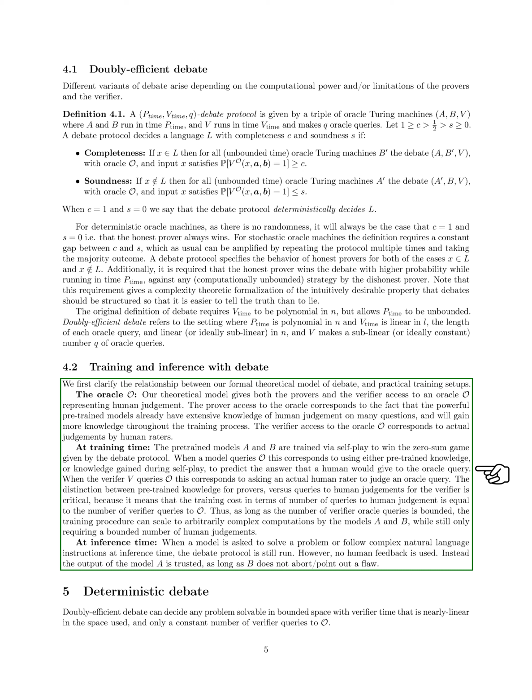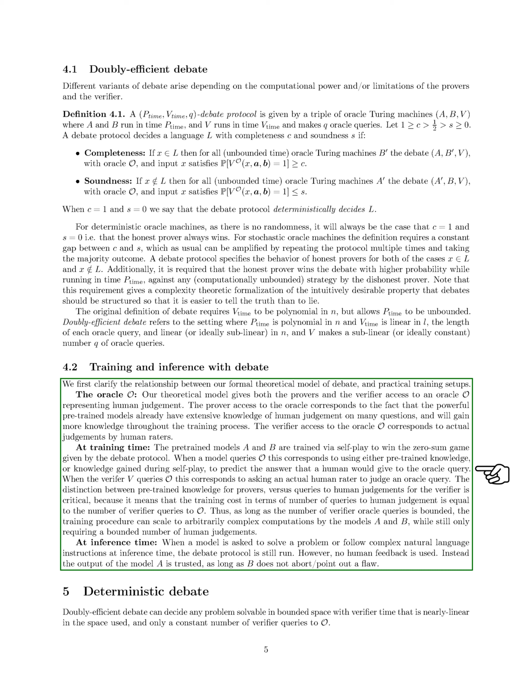During training, the pre-trained models are trained via self-play to win the zero-sum game given by the debate protocol. When a model queries the oracle, it uses either pre-trained knowledge or knowledge gained during self-play to predict the answer that a human would give to the oracle query. When the verifier queries the oracle, it corresponds to asking an actual human rater to judge an oracle query.